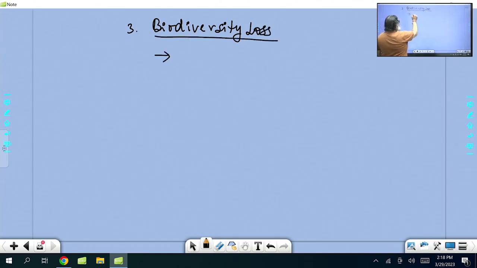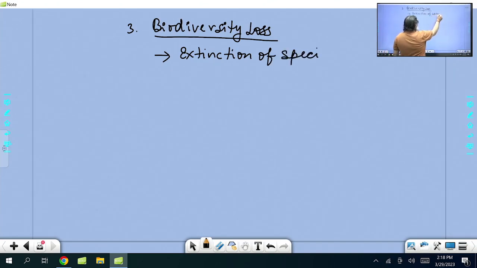Suppose that here, extinction of species. It is said that Earth is going towards the sixth mass extinction. Mass extinction means millions of species will be lost at one go. Because if temperature changes, the entire biological clock, biological cycle of migration, breeding, birth, death of all the small animals will change. Amphibians, reptiles, birds, they change there.